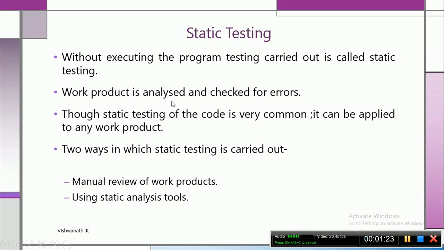Now, the work product means the overall development life cycle. We can consider the different life cycle phases as a work product. We are analyzing the work products by using the static testing process, and we are going to check for errors. The static testing of code is very common, though it can be applied to any work product. Static testing means the manual review process.